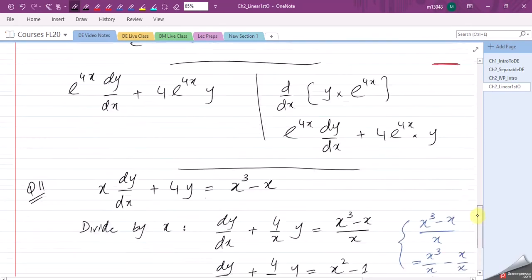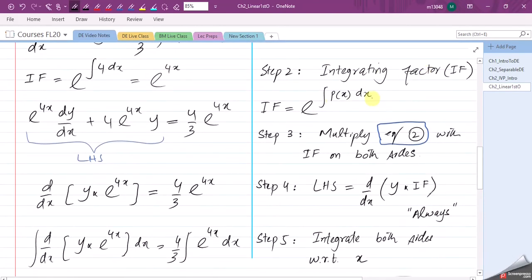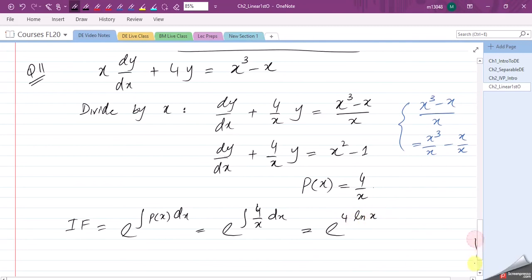Right, step 2. What was step 2? Integrating factor, e power integral p of x. Okay. So we find IF, integrating factor, e power integral p of x dx, which is e power integral 4 over x dx, and that is equal to e power 4 log of x.